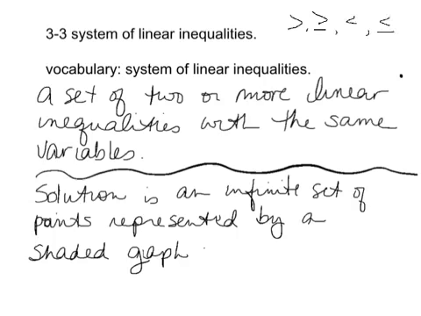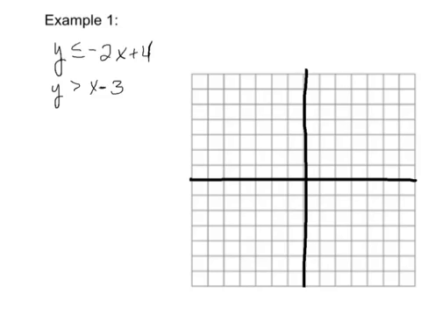Those are your inequalities. So instead of lines, we have lines that are shaded. And your solution for these types of problems is an infinite set of points represented by a shaded graph. You're going to have a graph with solid lines shaded, a dotted line shaded, and where they overlap is your actual solution. Let's go through an example.